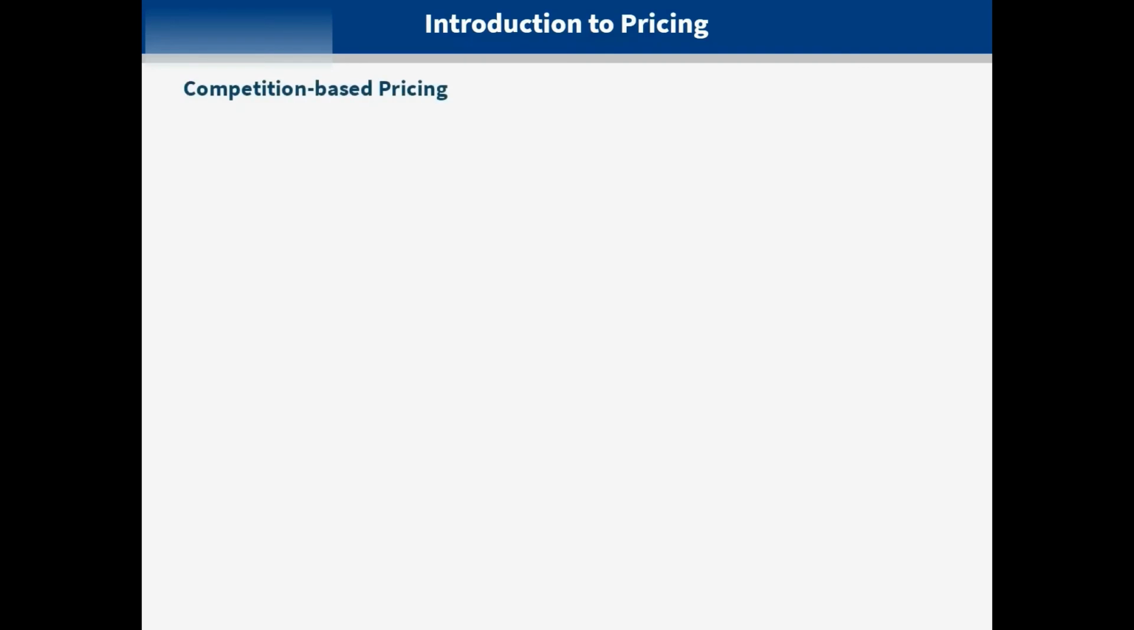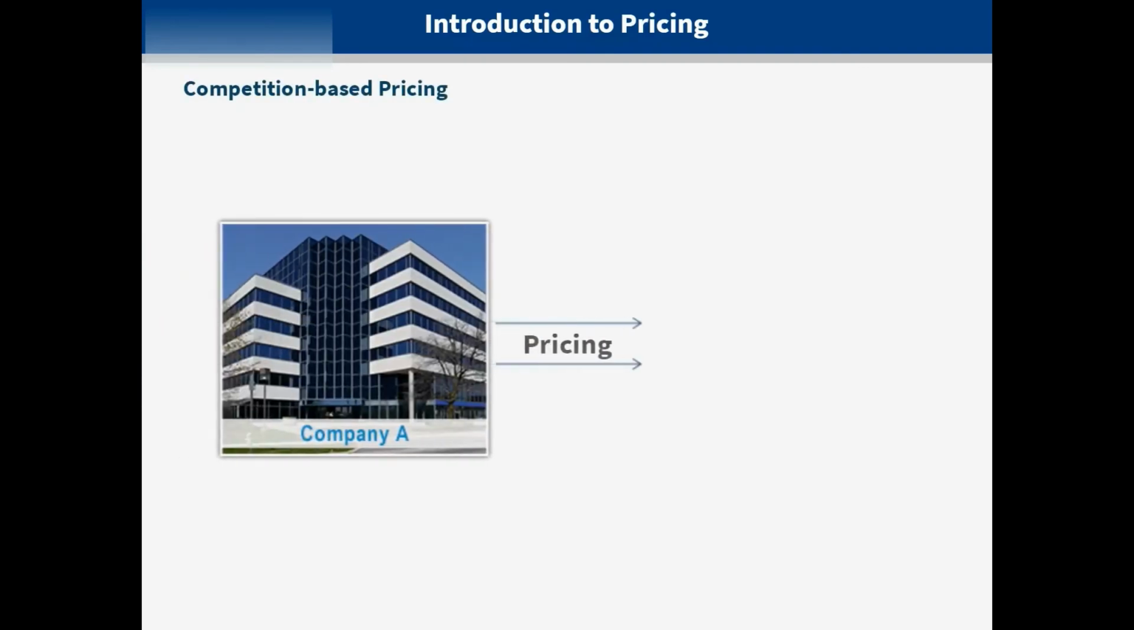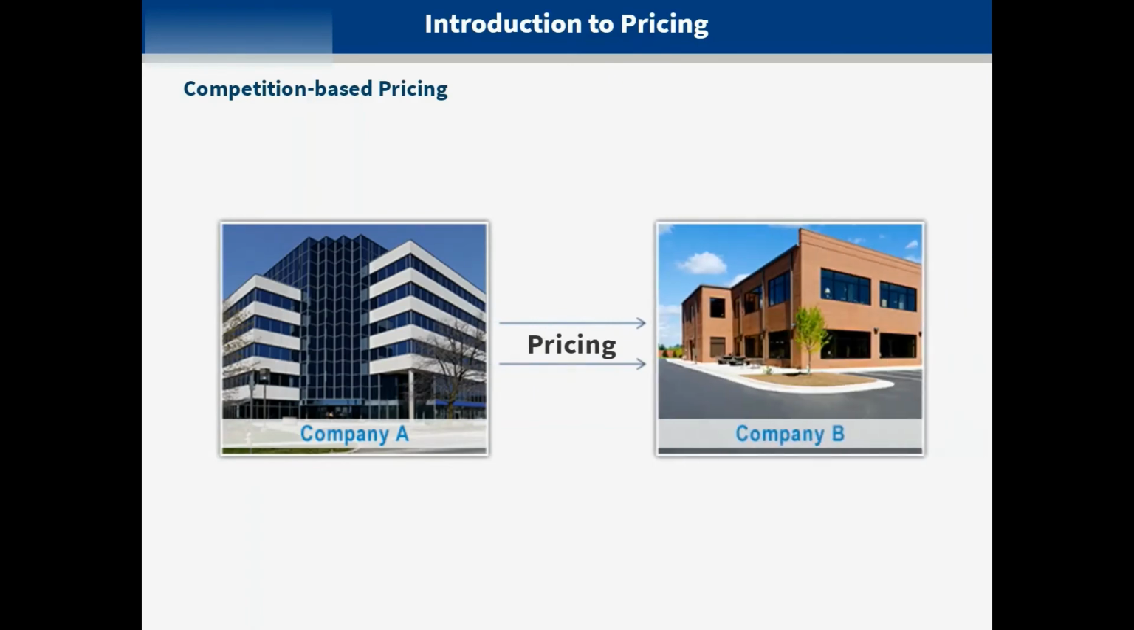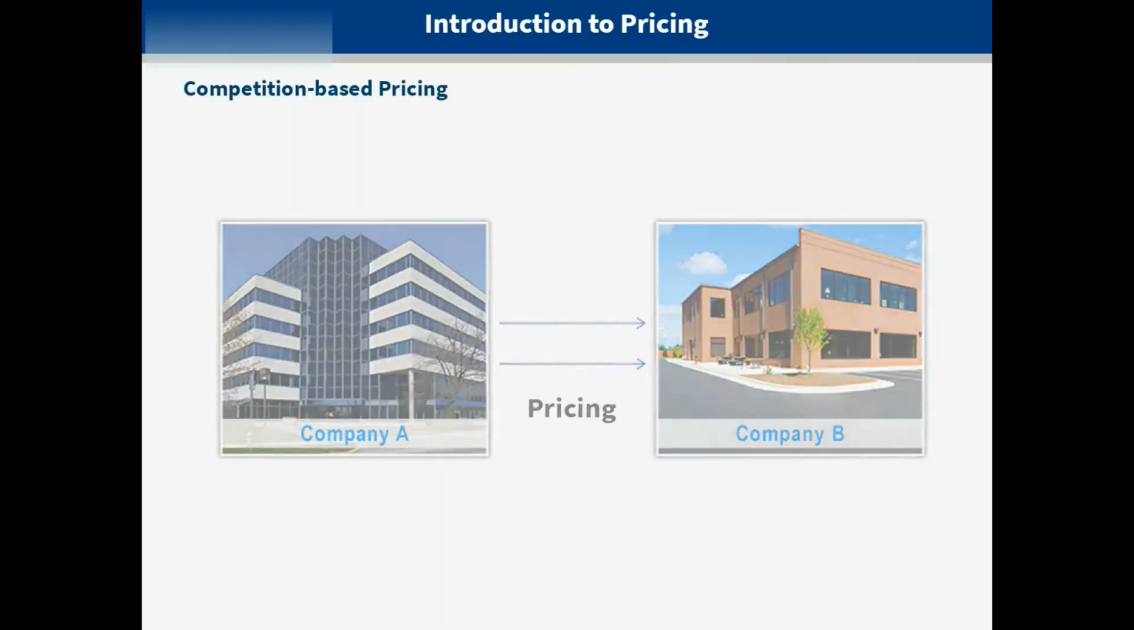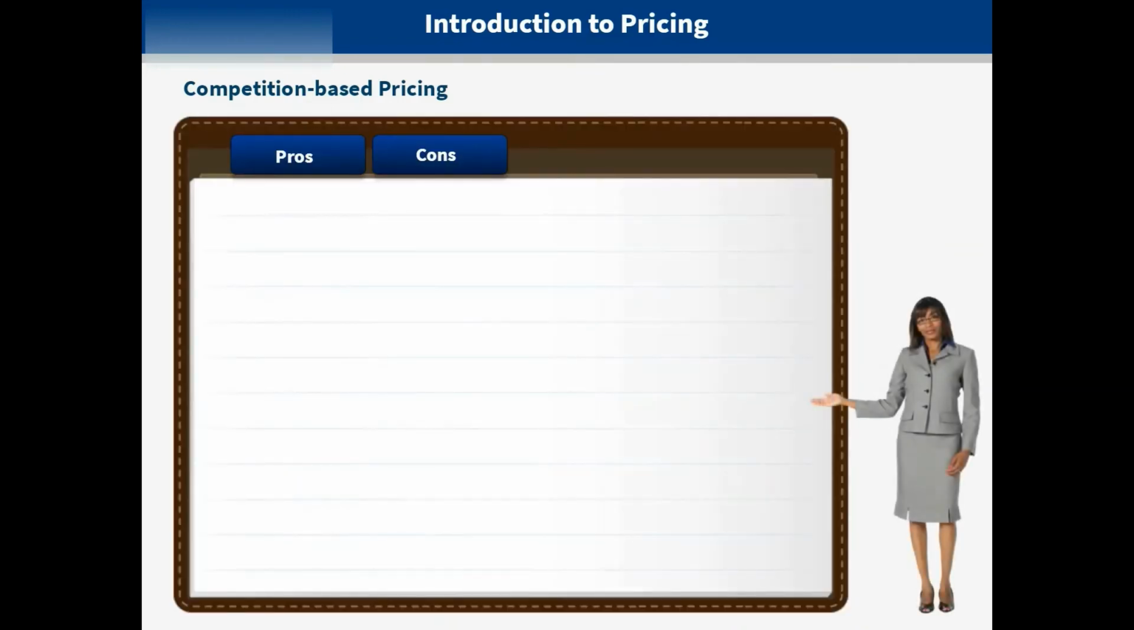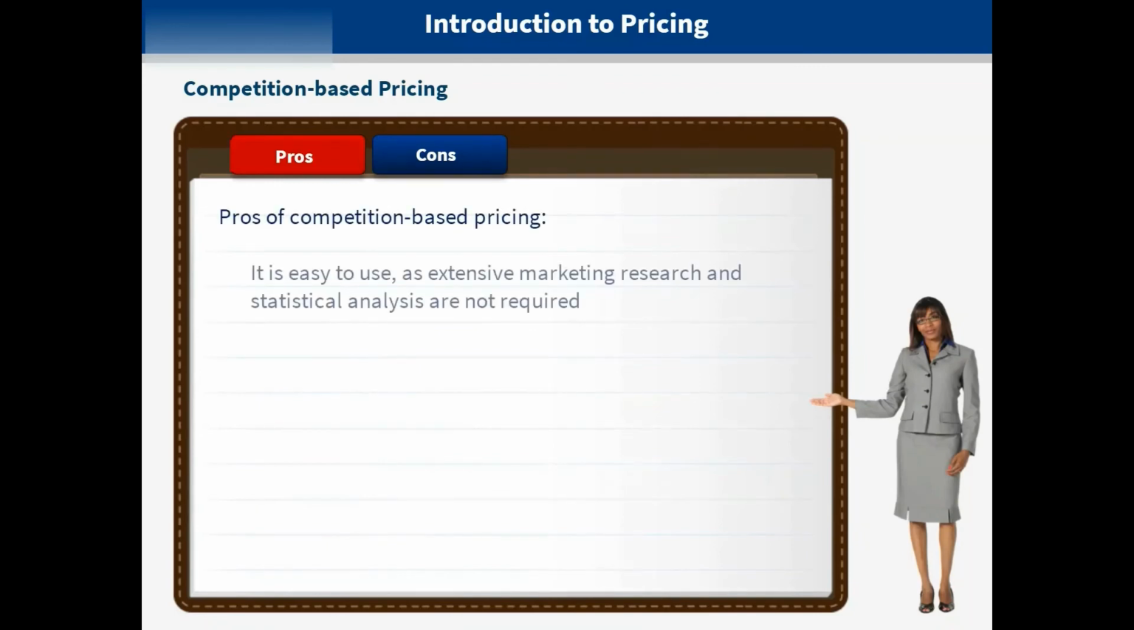In the competition-based pricing strategy, prices are fixed using the price of the competitor's products. This strategy is applied in industries with one or two prominent companies. Thus, it's also referred to as follow the leader. The main advantage of competition-based pricing is that it's easy to use, as extensive marketing research and statistical analysis are not required.